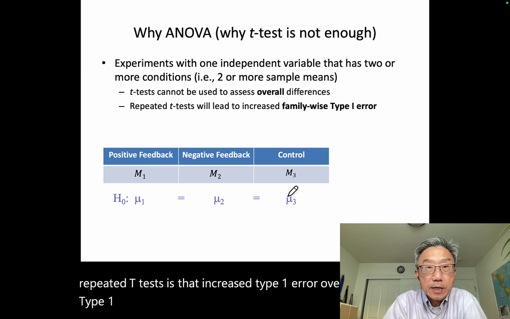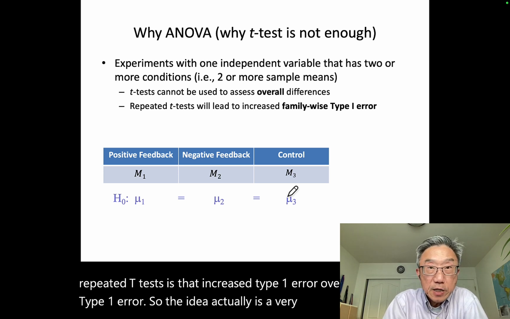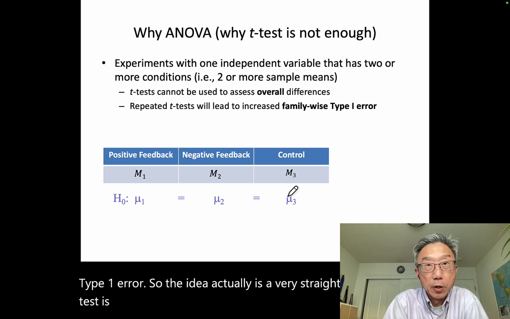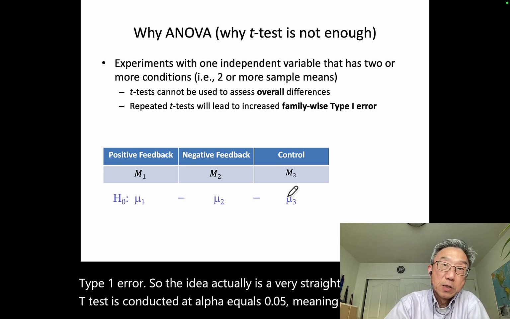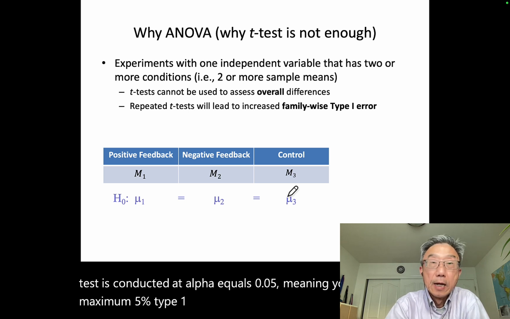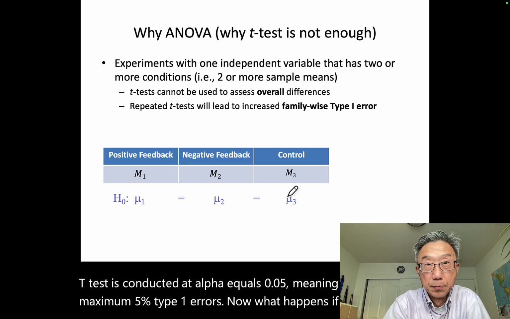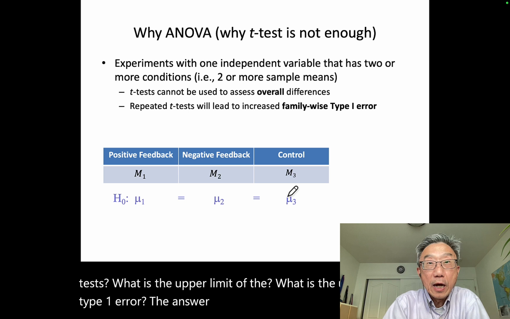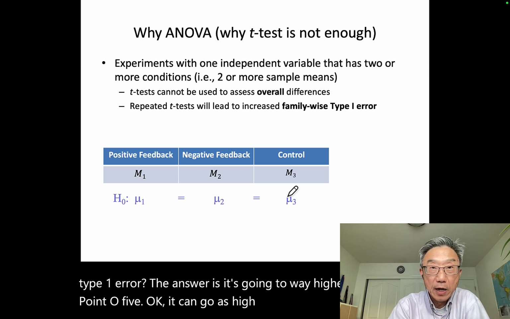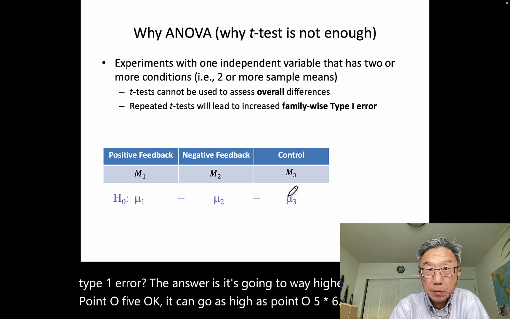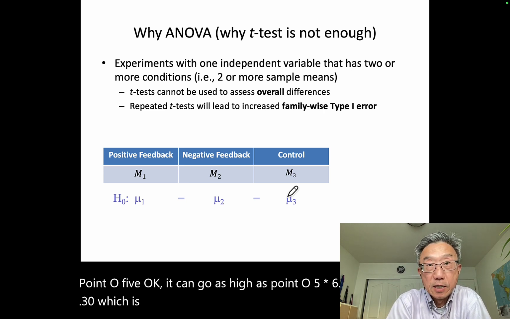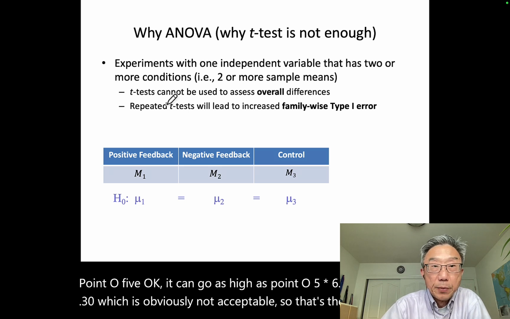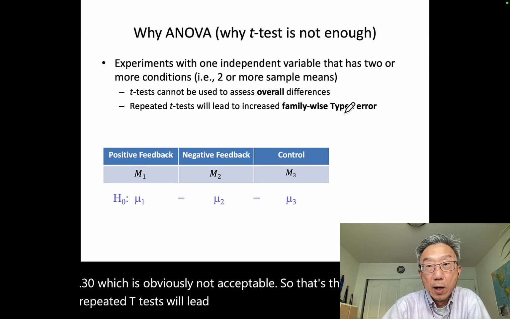So the idea actually is very straightforward. If each t-test is conducted at alpha equals 0.05, meaning you can make a maximum of 5% type 1 errors, what happens if you conduct 6 t-tests? What is the upper limit of the type 1 error? The answer is it's going to be way higher than 0.05. It can go as high as 0.05 times 6, 0.30, which is obviously not acceptable. So that's the idea about repeated t-tests leading to increased family-wise type 1 error.